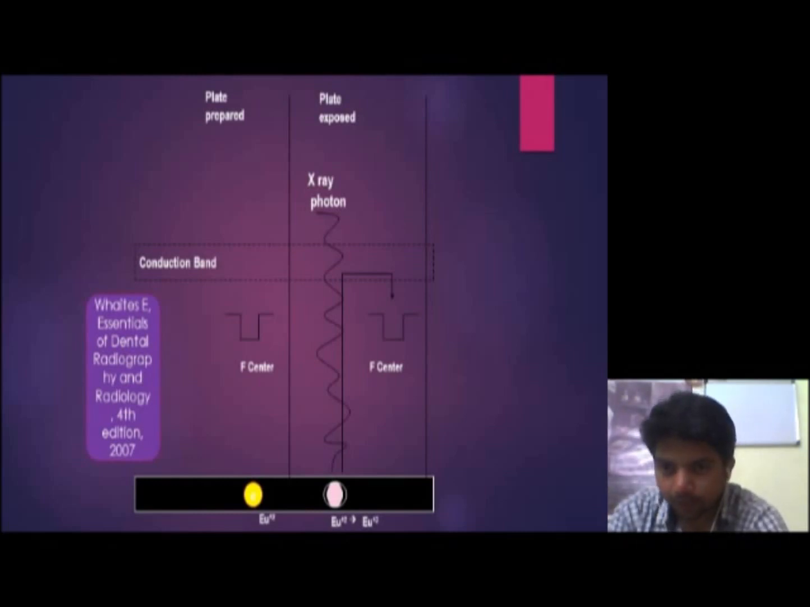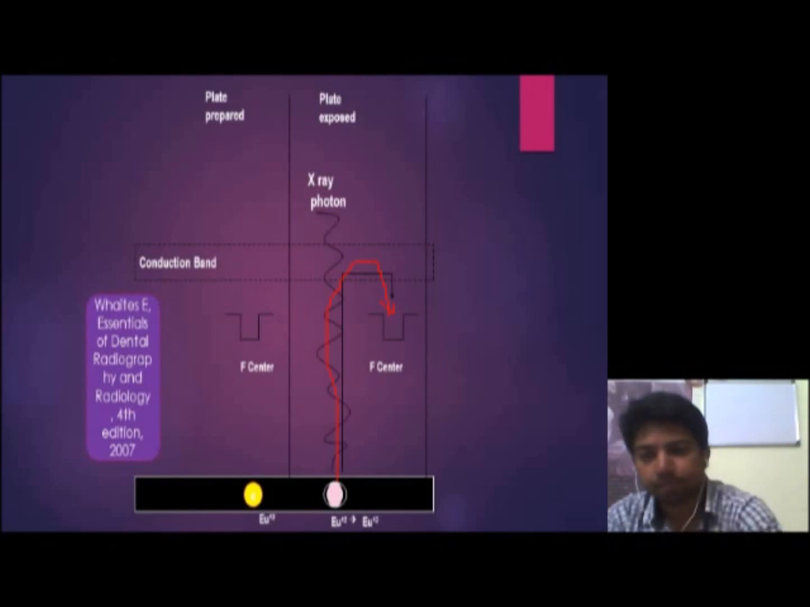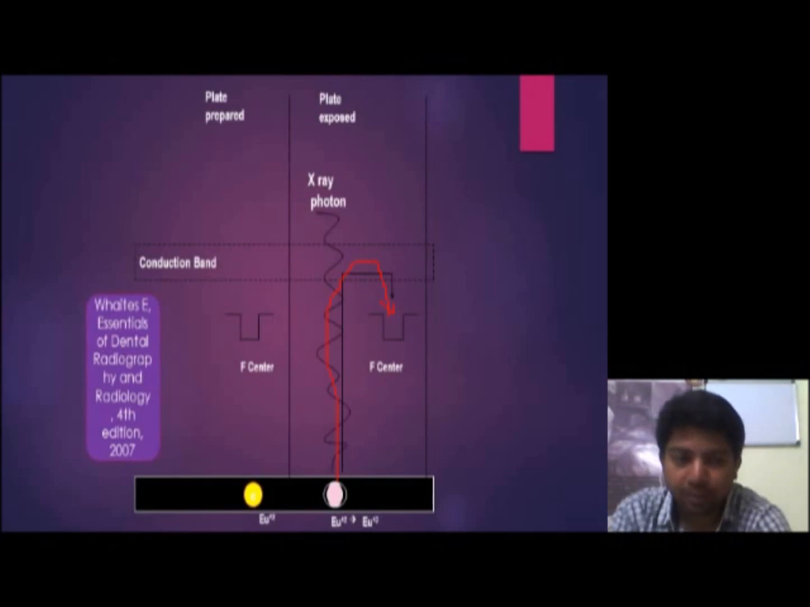Here, when the electron in the valence band gets stimulated by an X-ray photon, it moves from the valence band into the conduction band, and it doesn't come back immediately. There it stays in the F center. This F center is very important for the processing in the next step. In this step, europium gets converted from +2 to +3.